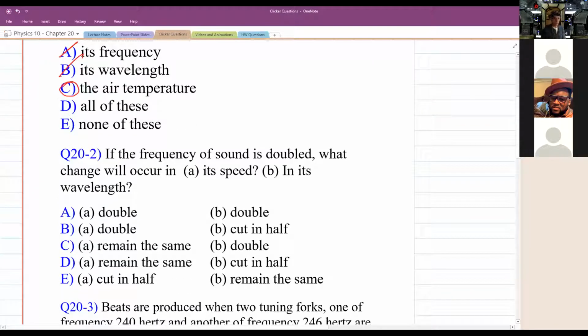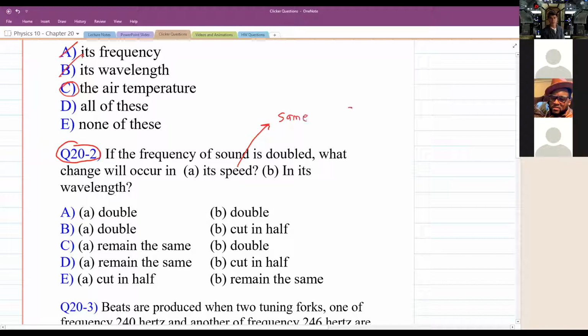So going back, thinking about this one then, 22. If the frequency of a sound is doubled, what change will occur in its speed and in its wavelength? So again, wave speed for any wave only depends upon the properties of the medium the wave is traveling through. So in this case, the wave speed is not going to change, so it's going to be the same.